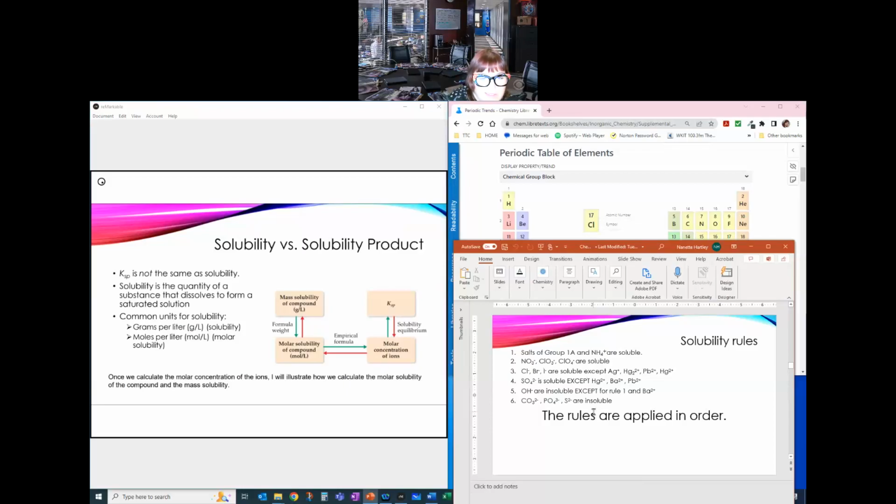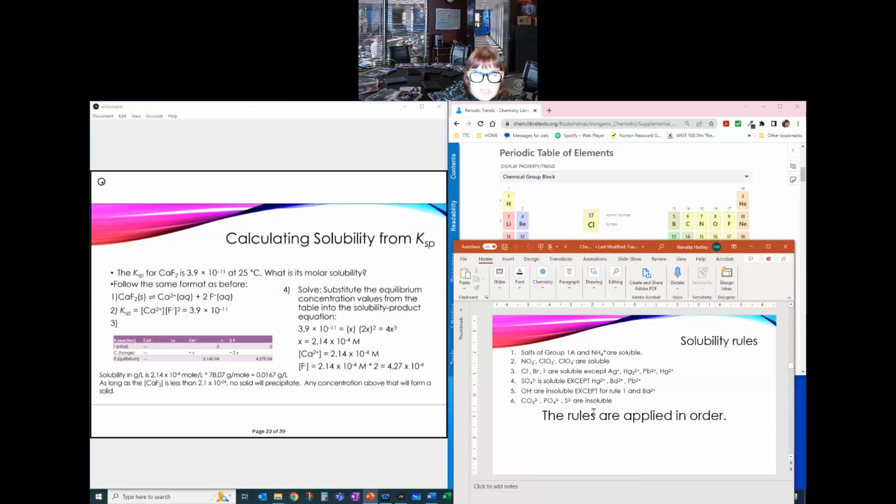Where are we going next? Calculating solubility from KSP. If I tell you that the KSP for CaF2 is 3.9 times 10 to the minus 11th at 25 degrees, what is the molar solubility?